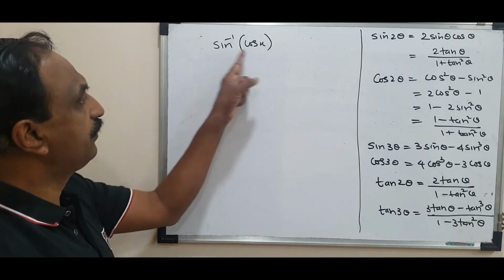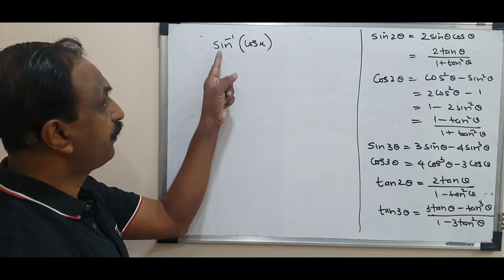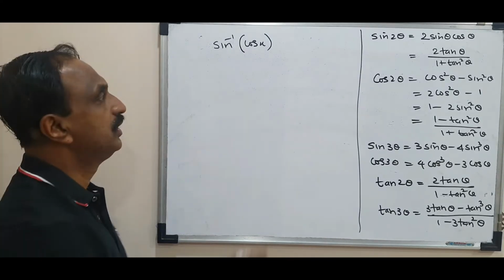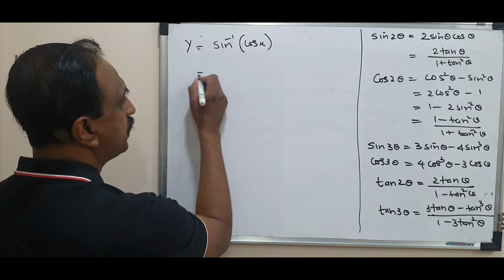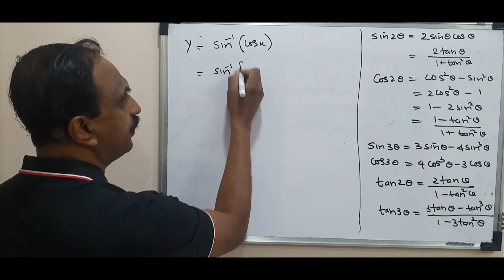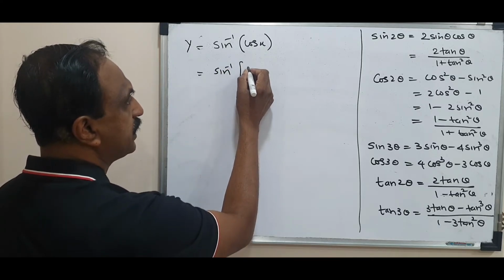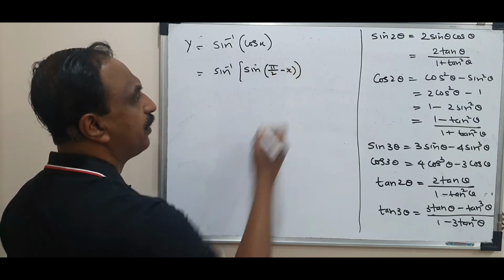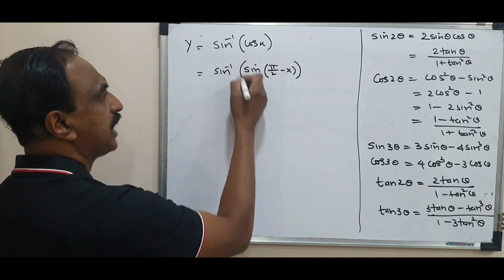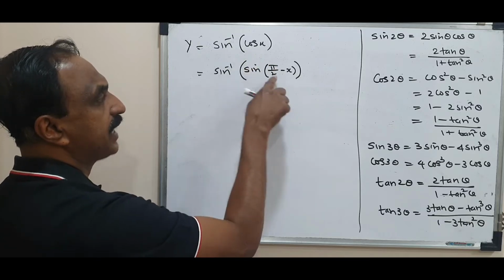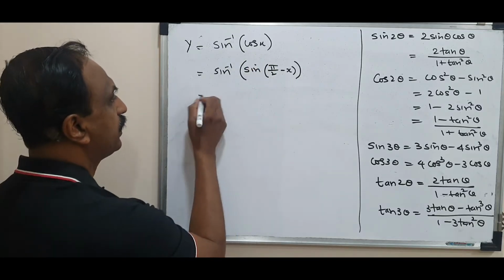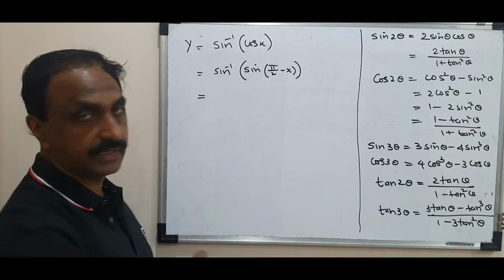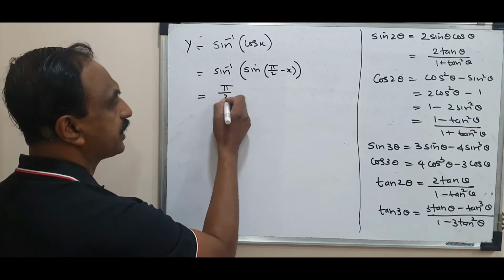Previously I told you sine inverse sine can be cancelled. But if you have sine inverse cos x, what to do? You will write it as sine inverse sine of pi by 2 minus x. Which formula did I apply? Cos theta is sine of 90 minus theta, the standard formula. Now sine inverse and sine get cancelled, so you get pi by 2 minus x.